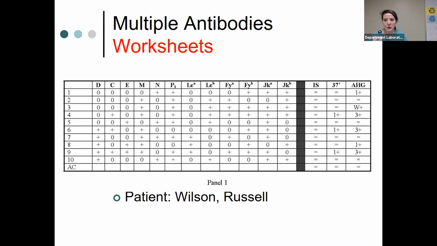All right, so let's do this first one, panel one. This is Russell Wilson. Here's his initial testing, initial spin, 37 and AHG. You do have four negative cells, so see what you can cross off with those negative reactions.